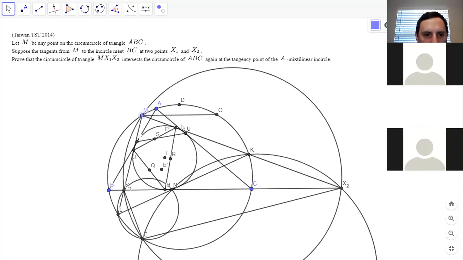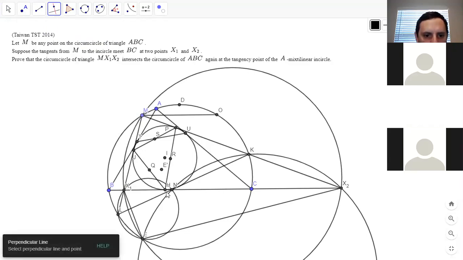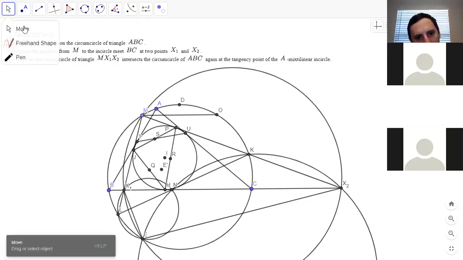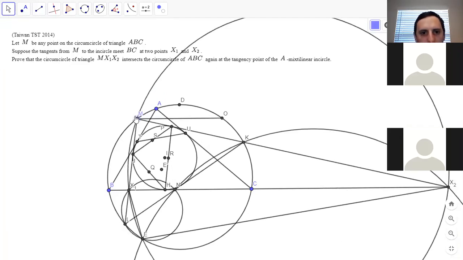So if we drop the perpendicular from H to TU, then E prime lies on it. Okay. How did you know that? I don't know the proof. Okay. Yeah, because you can see there S doesn't lie on it.